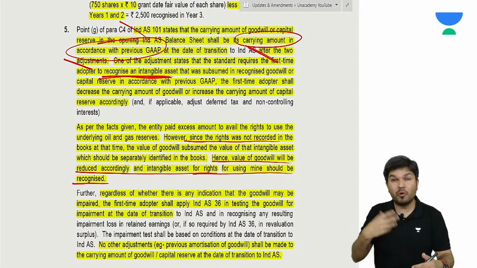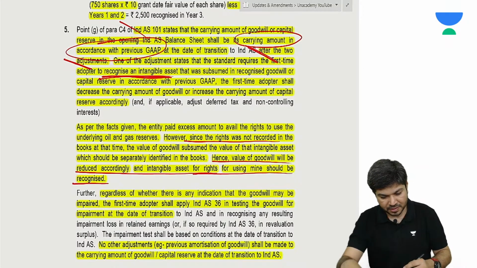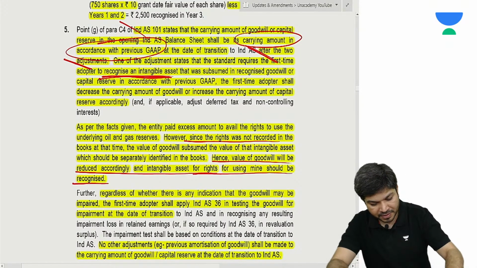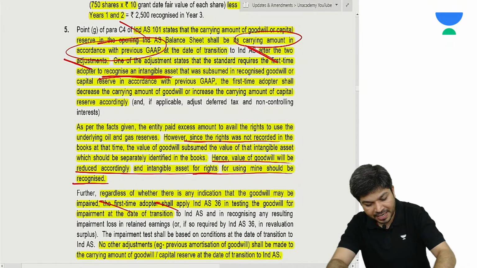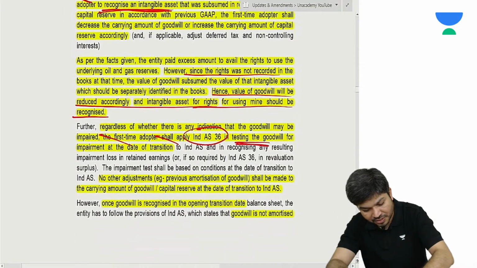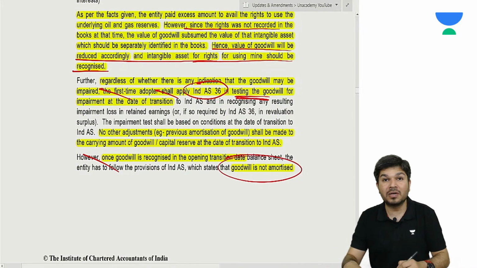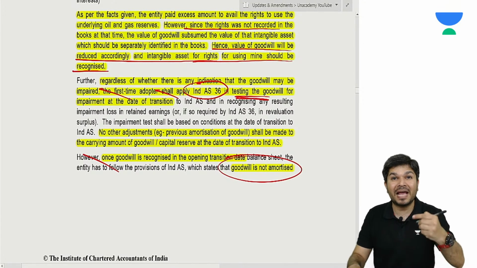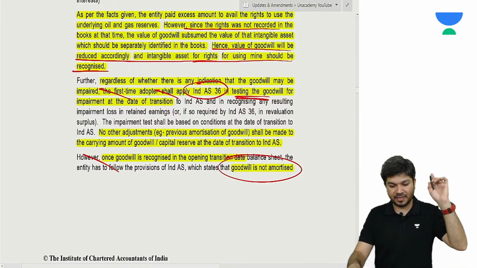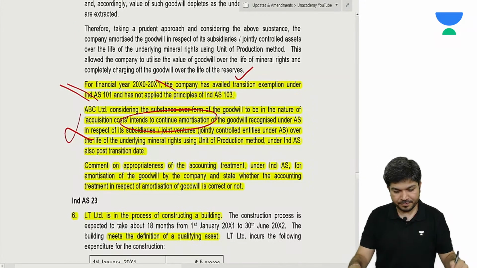And second, you are still amortizing goodwill. That is wrong. You just have to test it for impairment. The first time adopter shall apply Ind AS 36 in testing impairment of goodwill at the date of transition, and then once goodwill is recognized, goodwill cannot be amortized. It has to be tested for impairment on an annual basis. Any doubts? This question, good one.